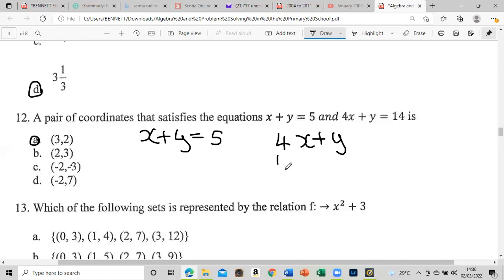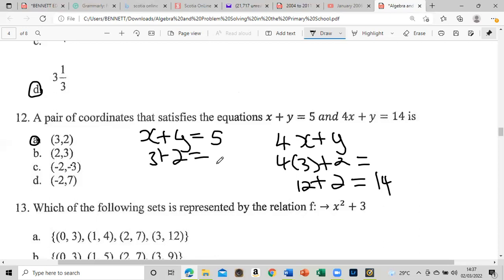So 4 times 3 plus 2, we get 14, right? 4 times 3 is 12 plus 2. Guys, if you want to learn simultaneous equation, it's on my channel, go ahead and check it out, right? And 3 plus 2 is 5. So we didn't have to do no hard maths. Sometimes you have to use your brain, think about it more than even for hard calculation, alright?